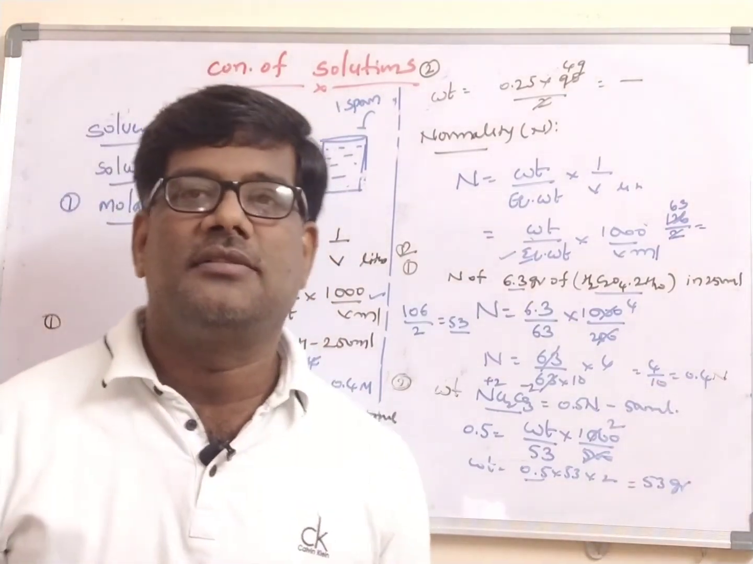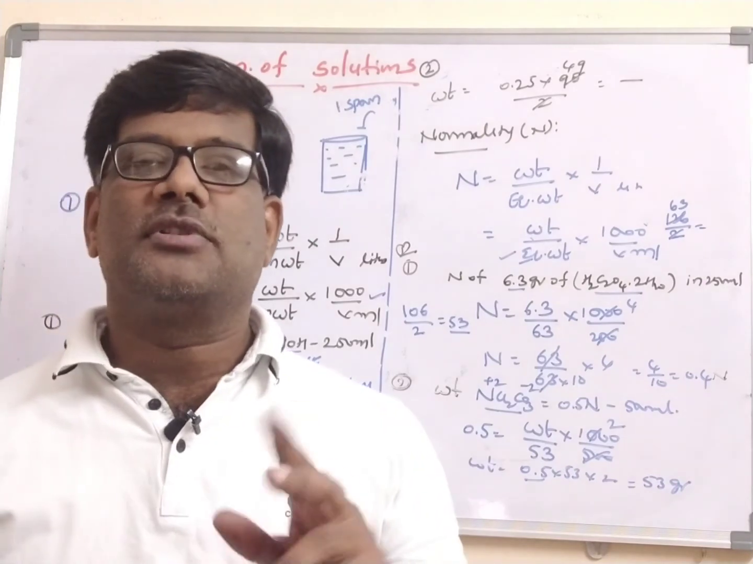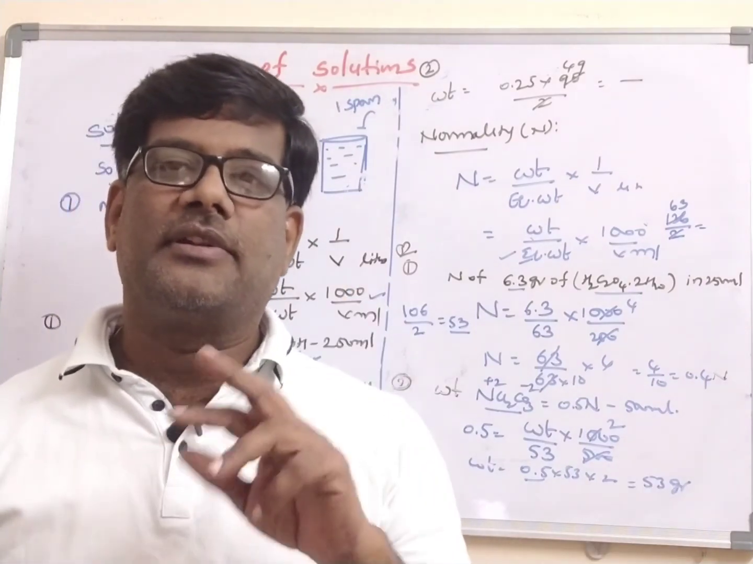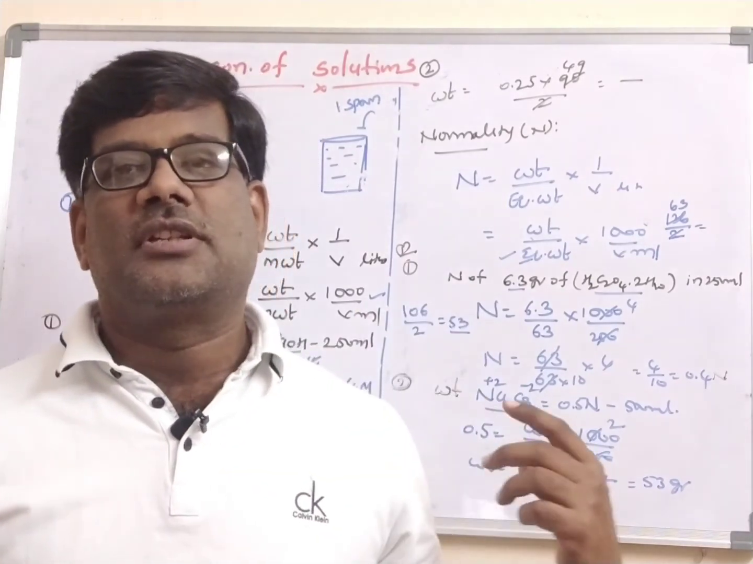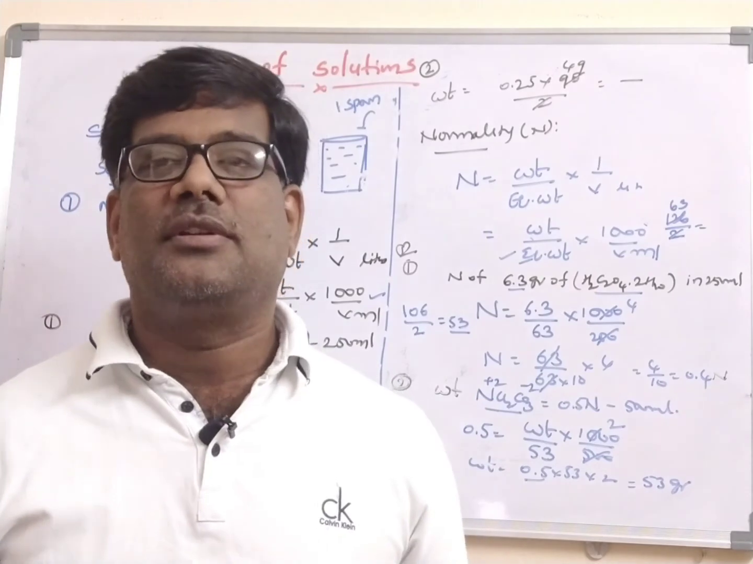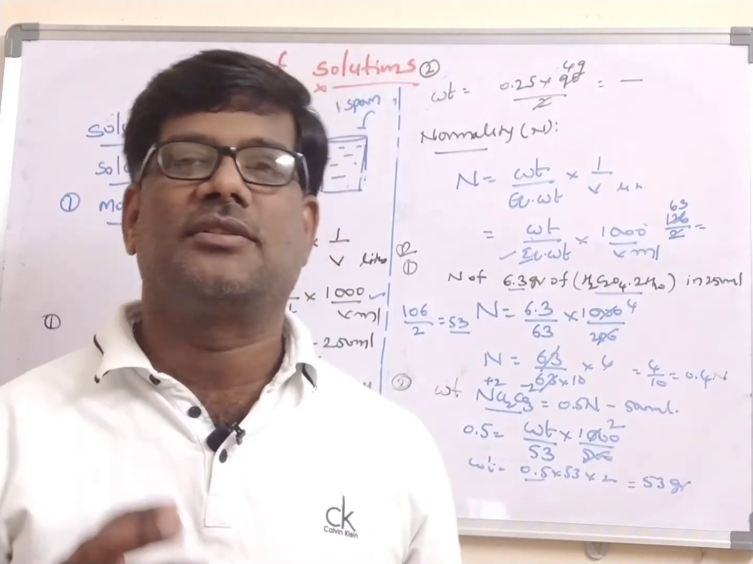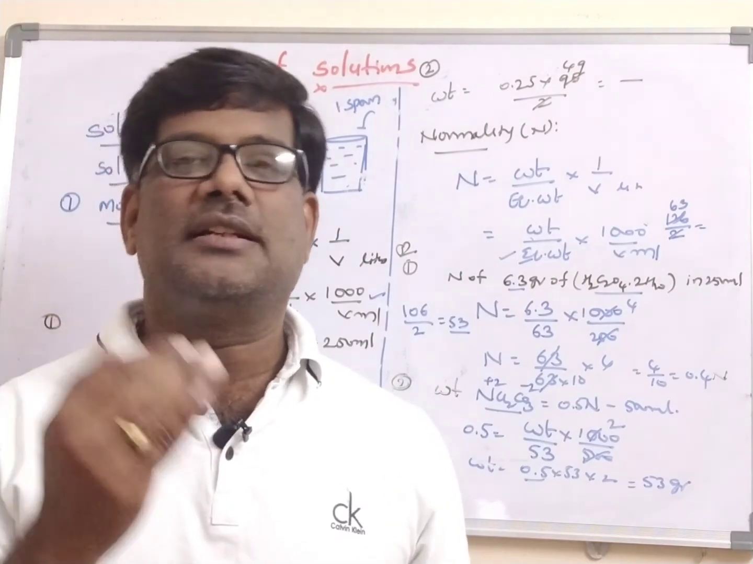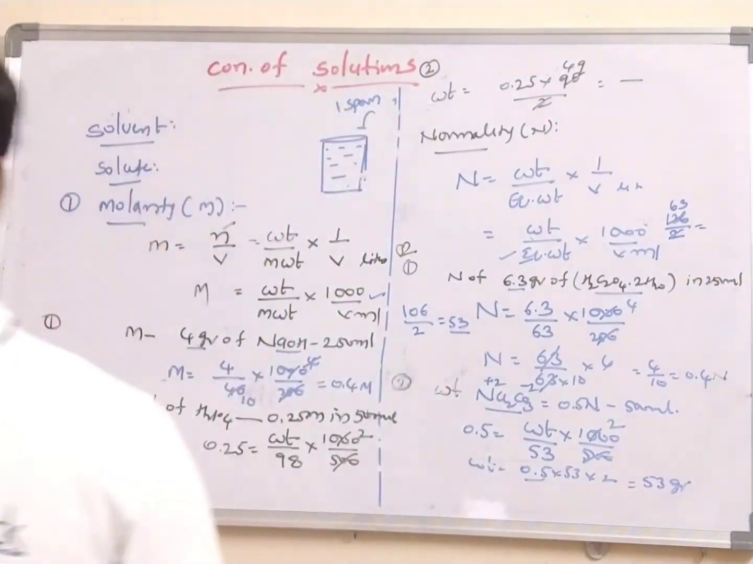So like this you can calculate molarity and normality. Once again, molarity is the number of moles of solute present in 1 liter of solution. Normality is the number of gram equivalent weights of solute present in 1 liter of solution. Both can be calculated very easily. What is a solution? A homogeneous mixture of 2 or more components is called a solution. The maximum amount is called the solvent, and the lesser amount is called the solute. The combination of solute and solvent is called the solution. Thank you.